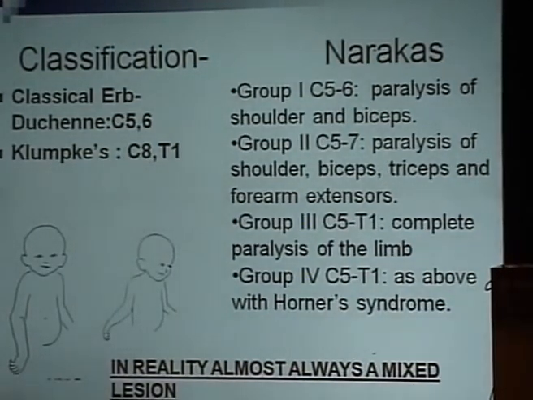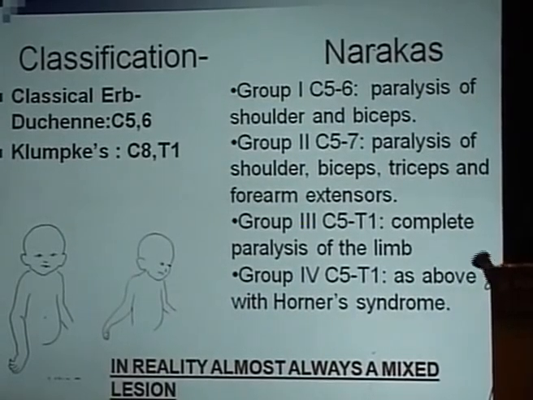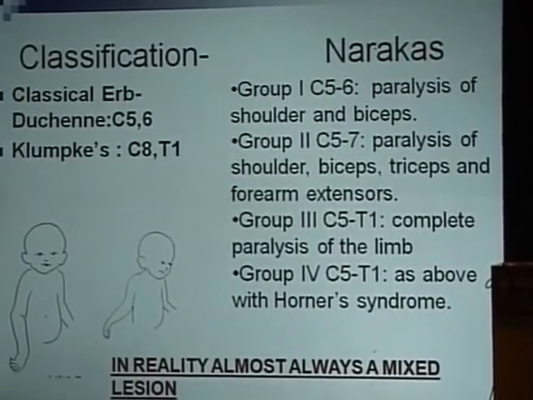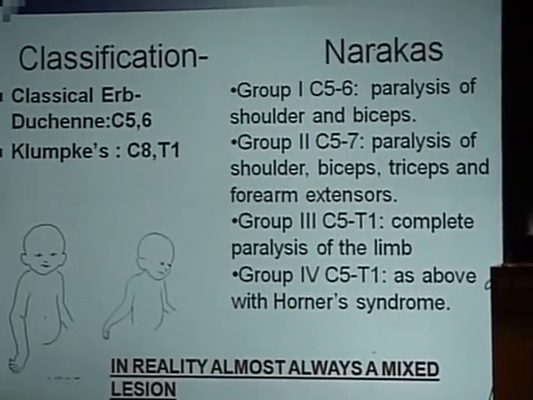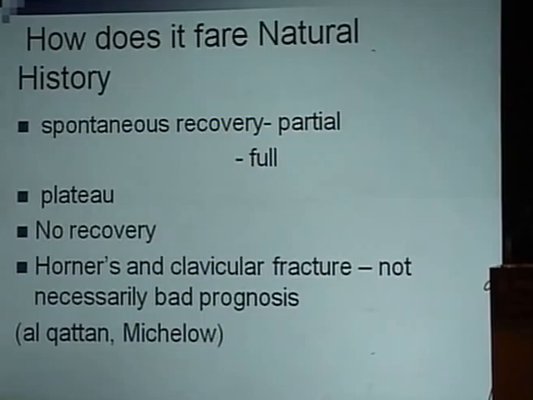Please remember, it's the Narakas classification. Group 1 is C5-6, paralysis of the shoulder and the biceps. Group 2 is C5 to C7, paralysis of the shoulder, biceps, triceps and forearm extensors. Group 3 is C5 to T1, a complete paralysis of the limb. And group 4 is actually just a subset of group 3. It's the same as group 3 but with a Horner syndrome. So we look at clinically what to do with each of them.